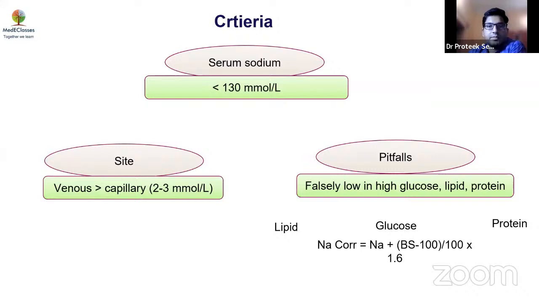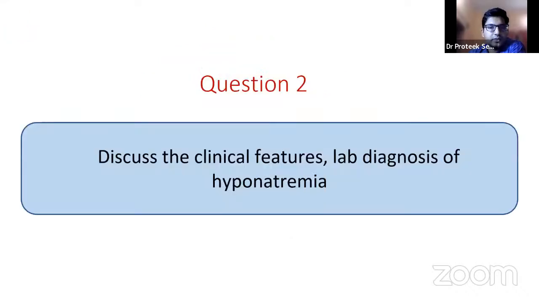Again, what is hyponatremia? 130 to 135, but actual problems start at less than 130. The site is very important. You take venous more than capillary, around 2 to 3 difference there. And causes such as pseudohyponatremia due to lipids or protein or the glucose level are also important factors.